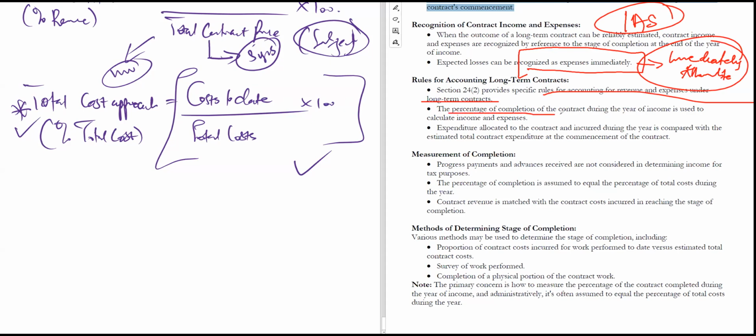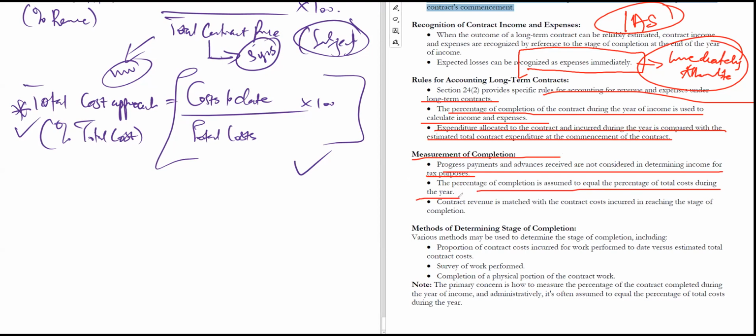Now, the percentage of completion of the contract during the year of income is used to calculate the income and expenses. An expenditure allocated to the contract and incurred during the year is compared with the estimated total contract expenditure at the commencement of the contract. So, how do you measure the completion? Progress payments and advances received are not considered in determining income for tax purposes. So if they made any payment under the contract, it's a balance sheet item and has nothing to do with profit. And the percentage of completion is assumed to equal the percentage of total cost during the year, okay? Contract revenue is matched with contract cost incurred in reaching the stage of completion.